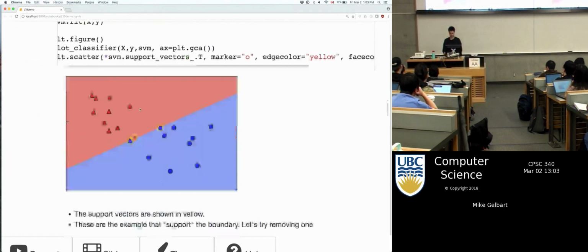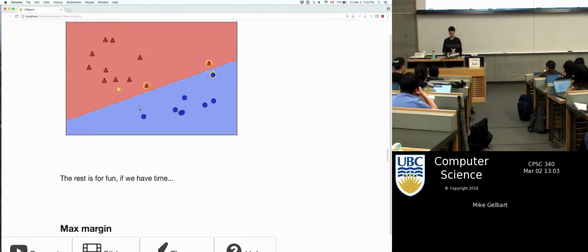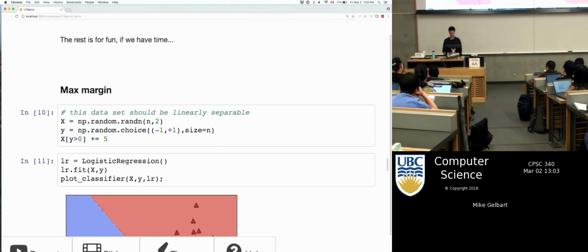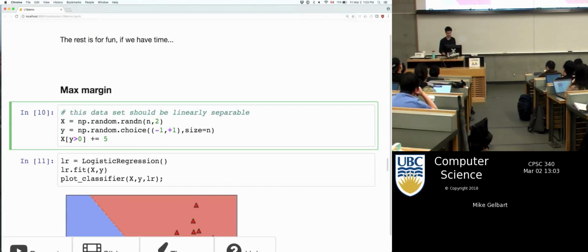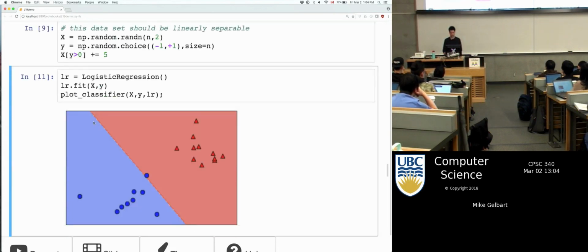Okay, the stuff we didn't have time for is here. There's this issue of the margin, and as I was rushing at the end of last class, we talked about how the margin is the distance between the hyperplane and the closest points to the hyperplane, and how SVM somehow maximizes that. So I just want to show you some pictures of what that looks like.